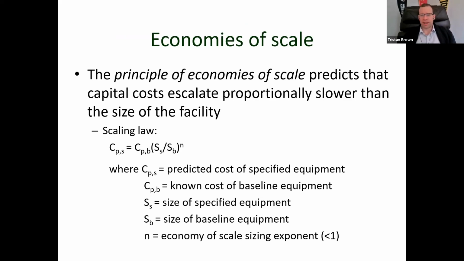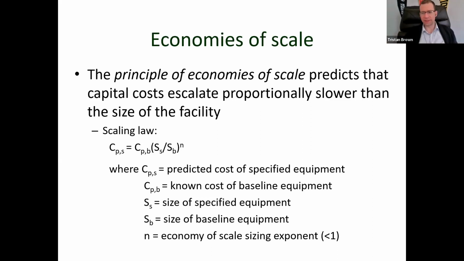The principle of economies of scale predicts that capital costs escalate proportionally slower than the size of a facility. Now, this is not true for all different facility types. We see thermochemical processing facilities have superior economies of scale to, say, anaerobic digesters. So you can actually get into the literature and you'll find that there are different scaling factors for different types of facilities. But in general, capital costs escalate proportionally slower than the size of a facility.